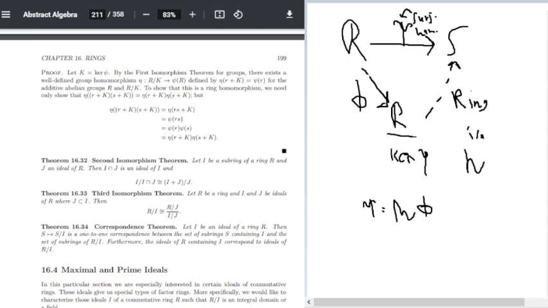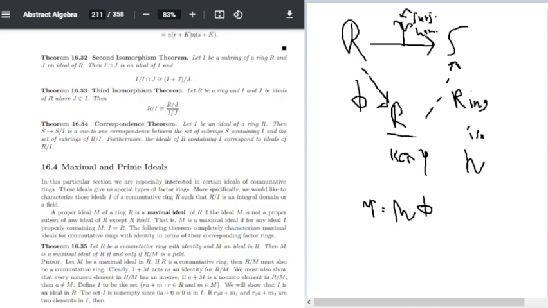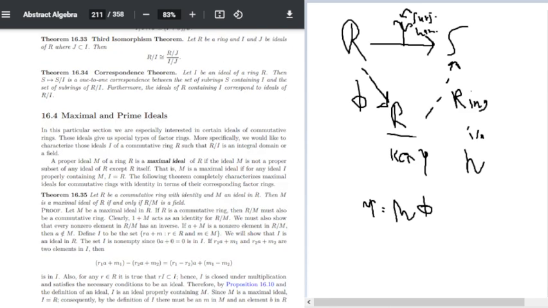The second and third isomorphism theorems are just the same thing, except we replace the word group with ring, subgroup with subring, and normal subgroup with ideal. Literally just that. The correspondence theorem. Let I be an ideal of a ring R. Then S goes to S over I is a one-to-one correspondence between the set of subrings S containing I and the set of subrings of R over I. Furthermore, the ideals of R containing I correspond to ideals of R over I.